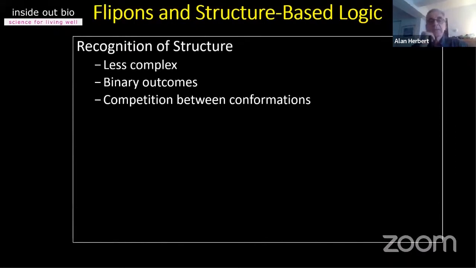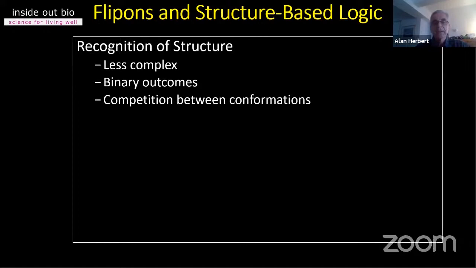So in contrast with flip-ons, flip-on-based logic is a lot less complicated and operations are a lot more limited, but it's a much more powerful system just because of these limitations. There are only a very small number of structures that DNA can adopt, and nature seems to take advantage of that. And so you're either in one structure or the other structure. So most of the outcomes are binary.